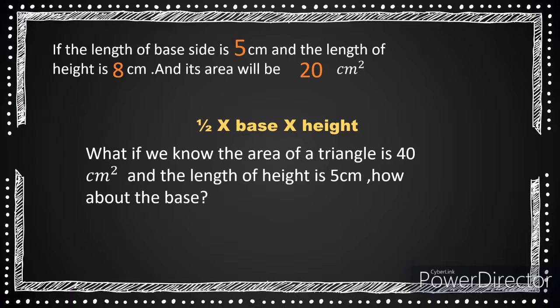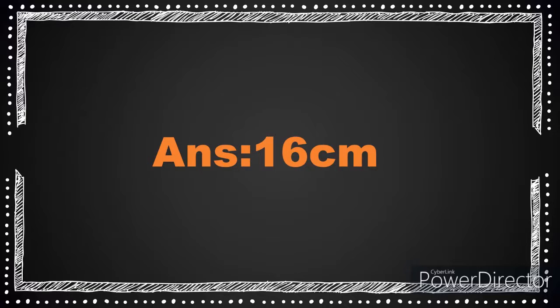Now, we have a little quiz. If we have a triangle and its area is 40 cm square and the length of its height is 5 cm, what is the base? 5, 4, 3, 2, 1. Yes, the answer is 16 cm.